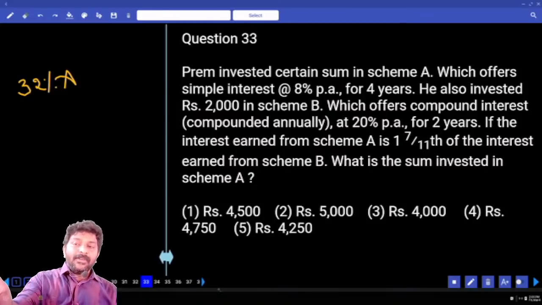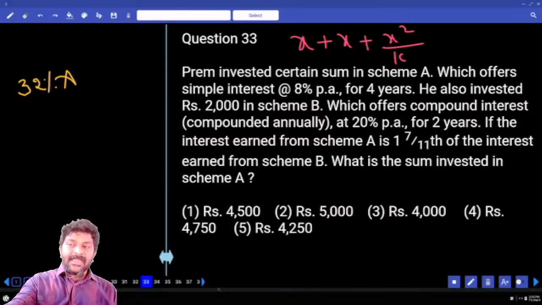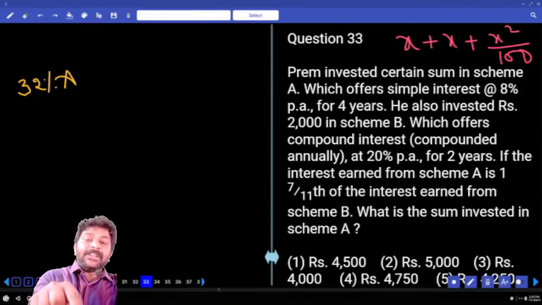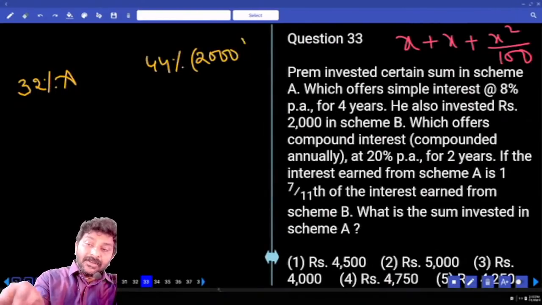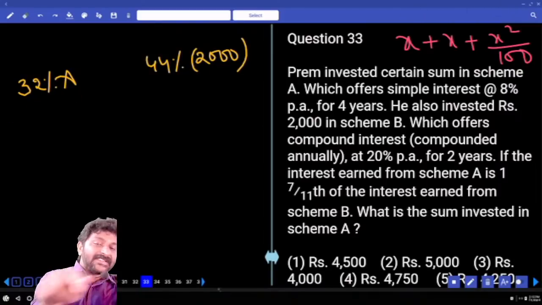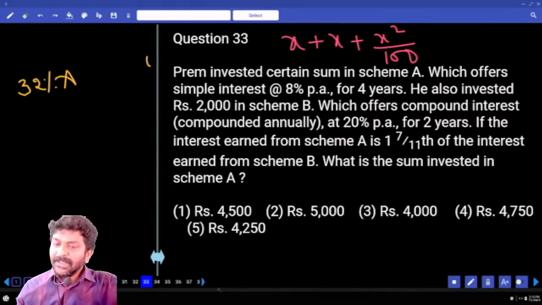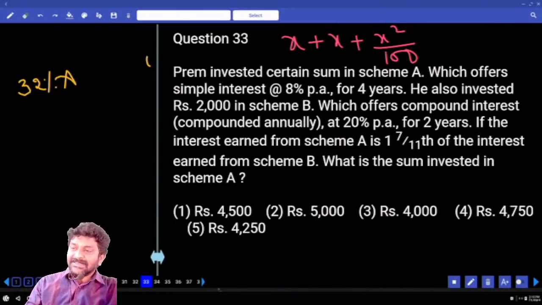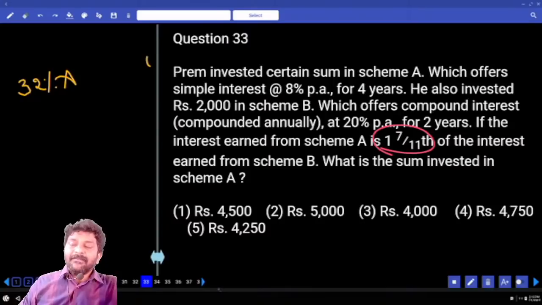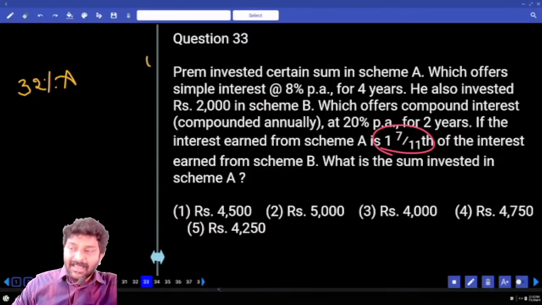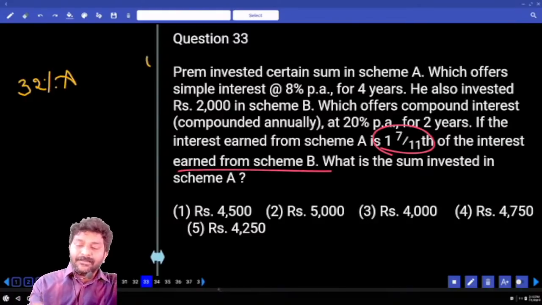40. How do you get that? X plus Y plus XY by 100. So how much interest are we getting? 44% of which number? Come on. So this is interest from scheme A. This is interest from scheme B. Okay, continue. If the interest from scheme A is 7 by 11, simplified form, 18 by 11 of the interest earned from scheme B.